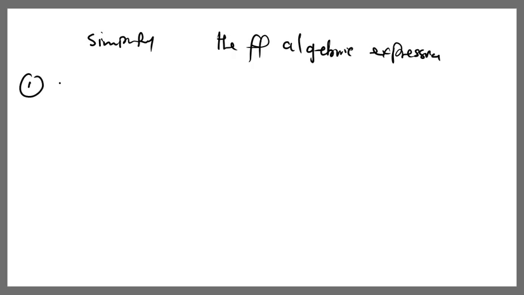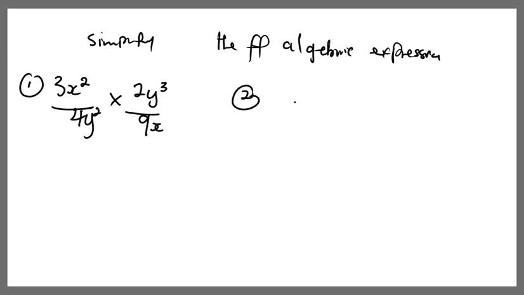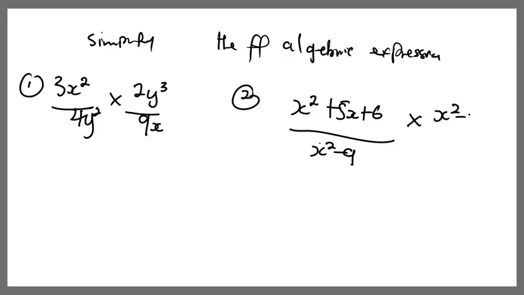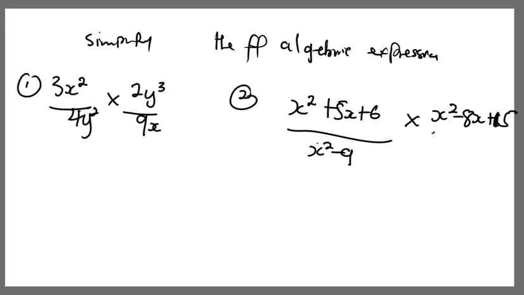So the first one, we have 3x squared over 4y squared times 2y cubed over 9x. The second one, we have x squared plus 5x plus 6 over x squared minus 9 times x squared minus 8x plus 15, all over x squared minus 4x minus 5.